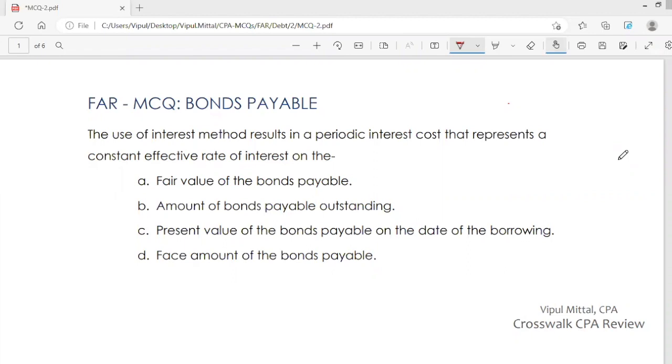The use of interest method results in a periodic interest cost that represents a constant effective rate of interest on what?